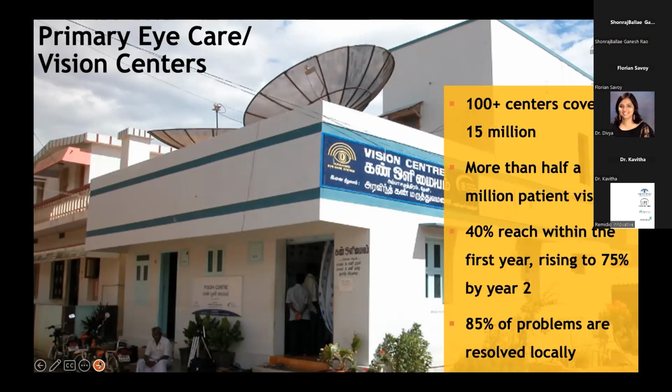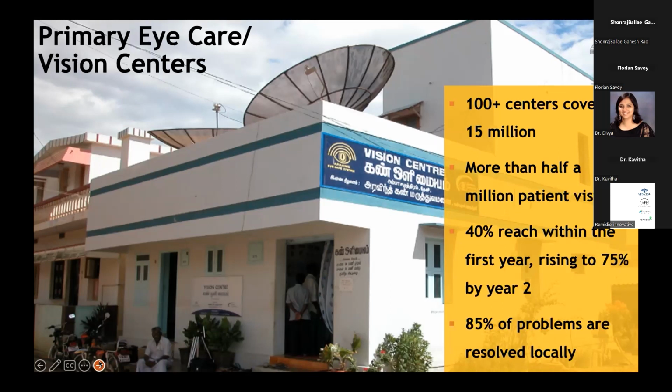These vision centers have a 40% reach within the first year, and this reach increases to 75% by year two, because the publicity goes from mouth to mouth: there is a vision center, we should go and test our eyes, they are doing a very good job, and these things got cured. 85% of the population's problems are resolved locally by the mid-level ophthalmic personnel whom we have trained at our base hospital and then posted into the vision center to take care of the rural population there.